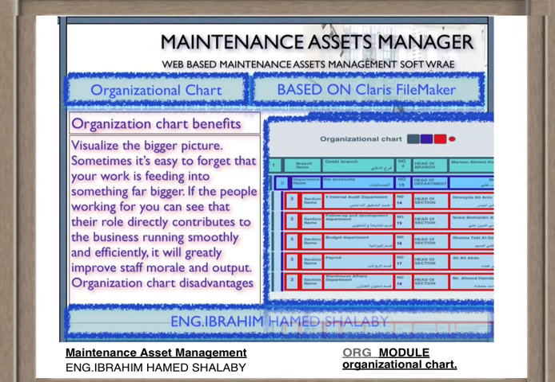Organization chart benefits. Visualize the bigger picture. Sometimes it's easy to forget that your work is feeding into something far bigger. If the people working for you can see that their role directly contributes to the business running smoothly and efficiently, it will greatly improve staff morale and output.